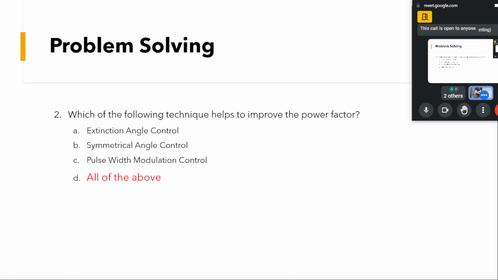With pulse width modulation, you saw how the source current was closer to the sine wave, harmonics got reduced, and it had symmetry at the input and the output. THD and power factor also got improved in this pulse width modulation control. So here the answer is all of the above.